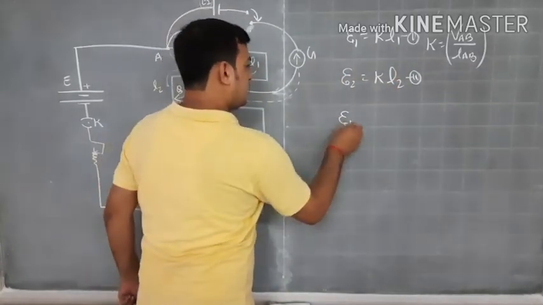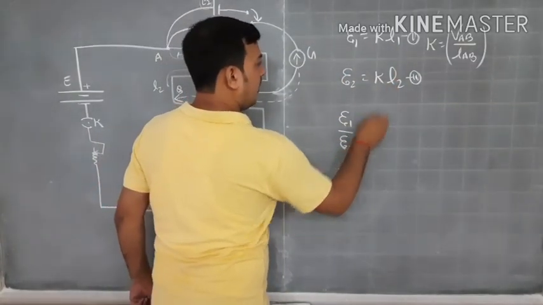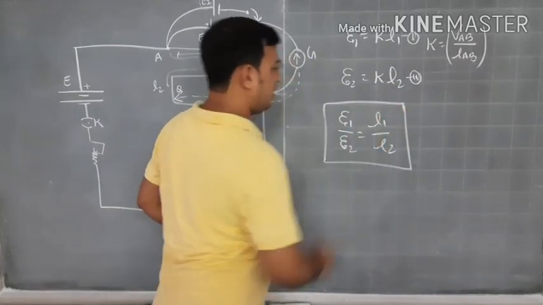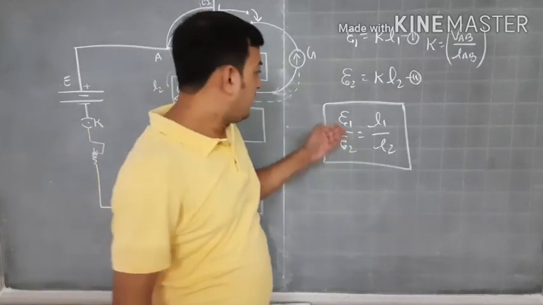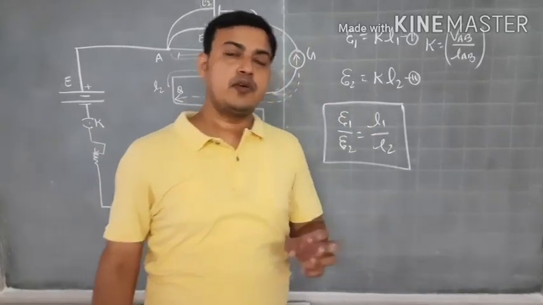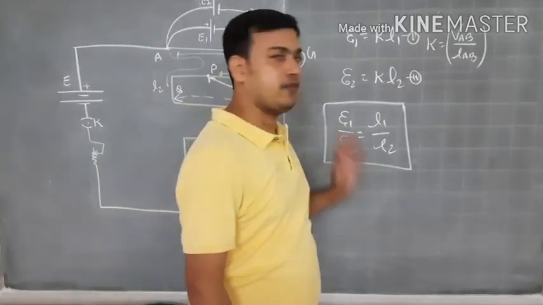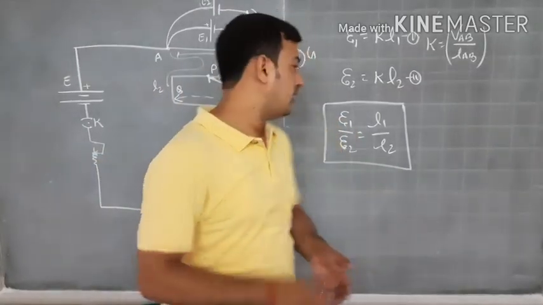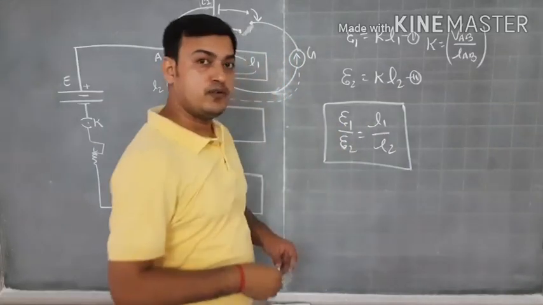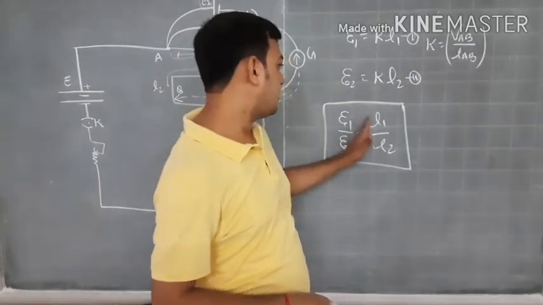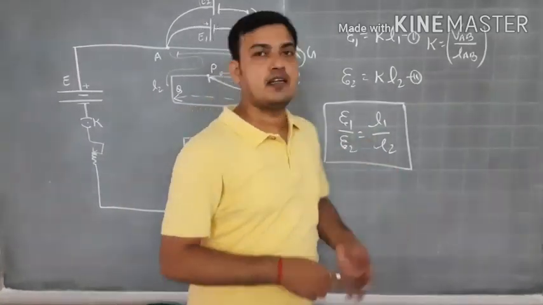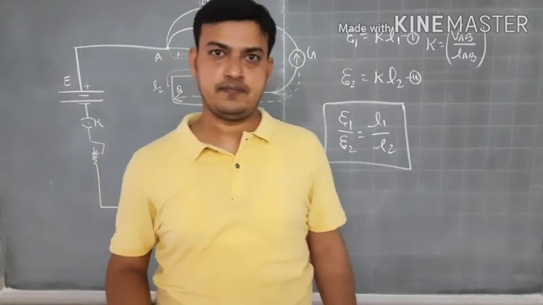Now I will divide these two, and since K is the same, the EMF ratio E1 by E2 will be L1 by L2. So by dividing the balancing lengths, you can easily compare the EMFs. Now once again, if your E1 is greater than E2, then the ratio L1 by L2 will be greater than 1. If E1 is less than E2, then the ratio will be less than 1.